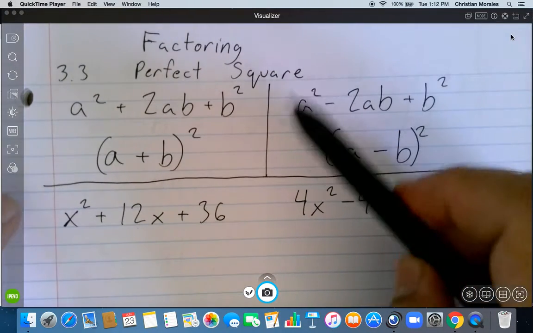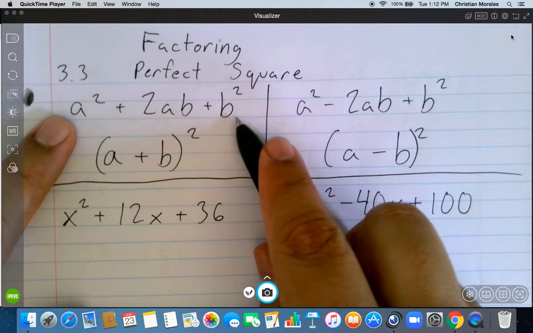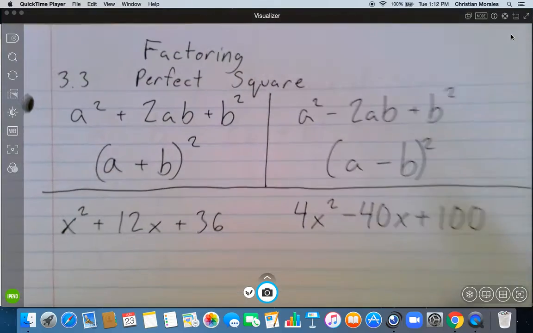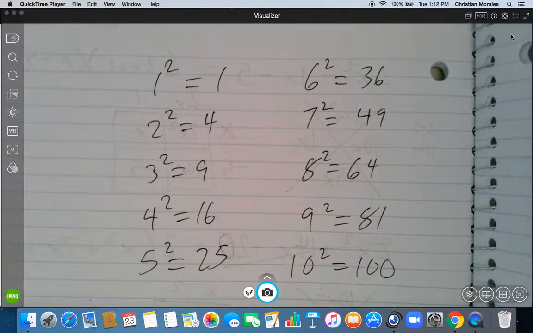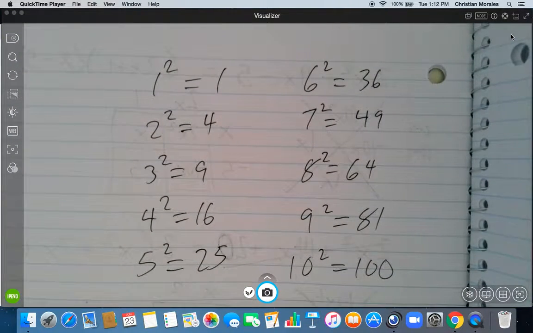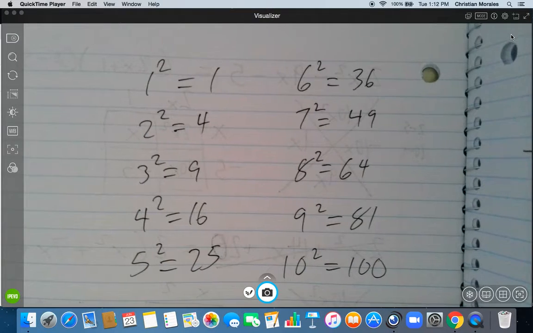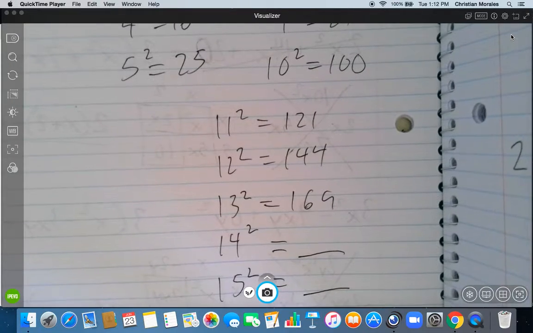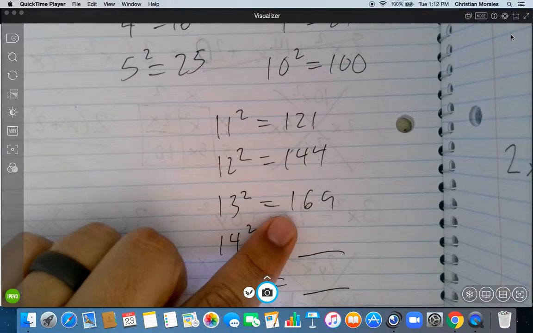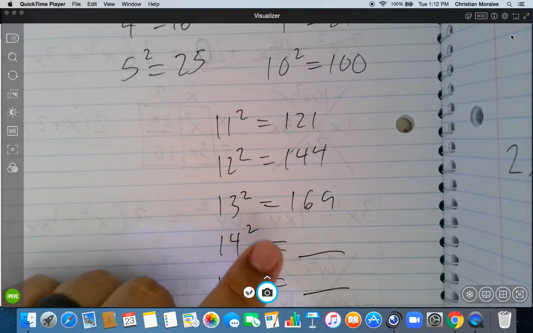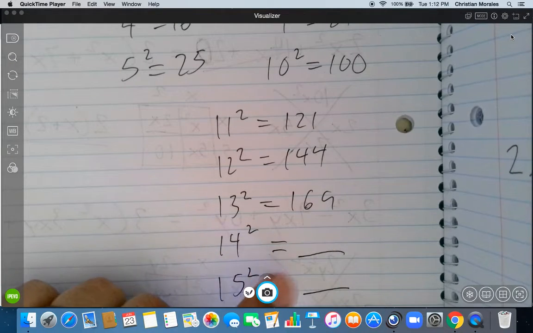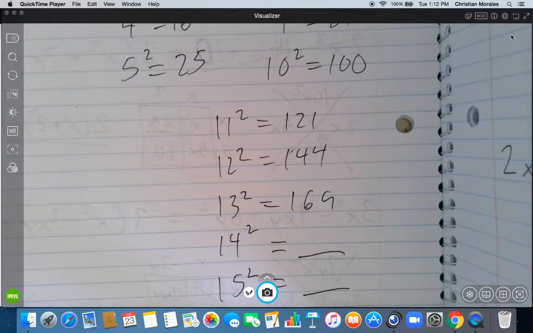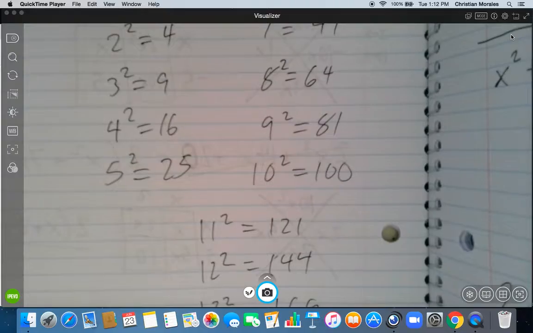Let me explain. When you see the first and the last term are perfect squares, and what I mean by perfect squares are numbers like these: 1, 4, 9, 16, 25, 36, 49, 64, 81, 100. These are the most common ones. Now you can go further, there are some more: 121, 144, 169, but honestly, I stopped memorizing perfect squares after this, so I need a calculator to do these. Okay, maybe this one's 225, but I don't memorize all of them. I just recognize the first 10 usually are good ones.